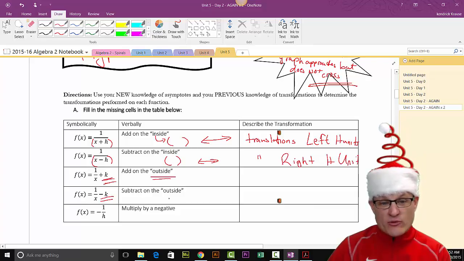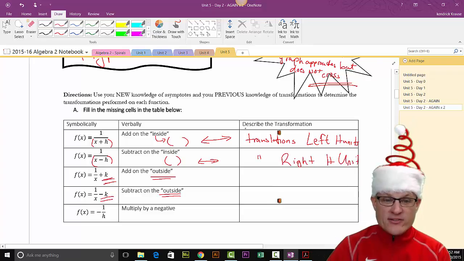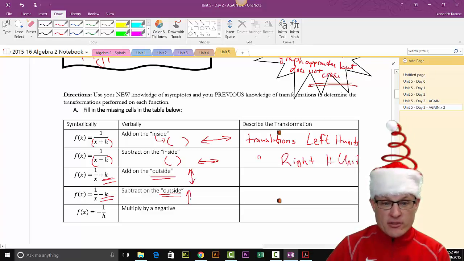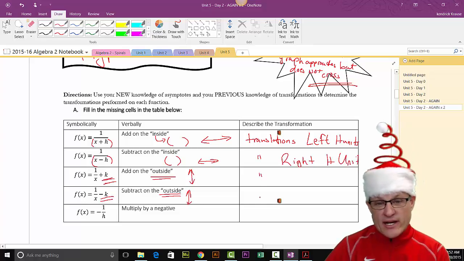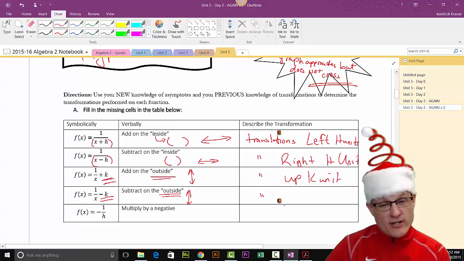When you tag it on the end like this, it's like being outside of the parentheses. It's being outside or away from the x. That's going to be a vertical shift up and down. In either of these cases, it's going to be a vertical shift up and down or a translation. And this is normal, remember? So when you add, up k units. So up and down is normal. Left and right is backwards. So in this case, down k units.